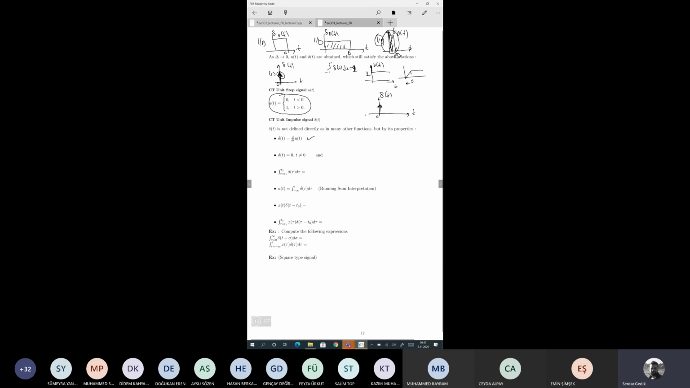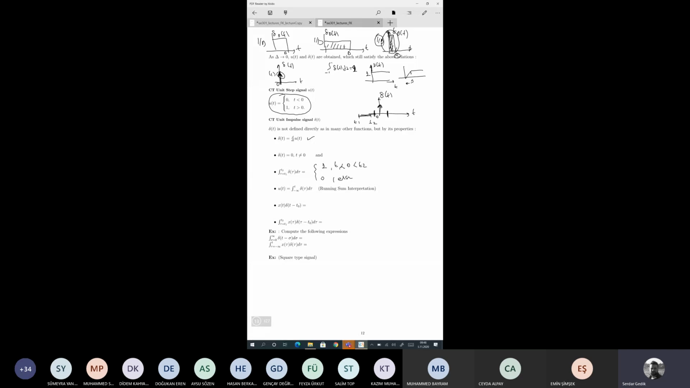If you integrate this from t1 to t2, what do you expect? If, let's say, t1 is here and t2 is here, this interval does not cover the origin. So since it does not cover the origin, the integration is 0. But if t1 is here and t2 is here, if the interval covers the origin, then in this case the integration is 1. If the t1 to t2 interval covers the origin, it is 1, and it is 0 otherwise.